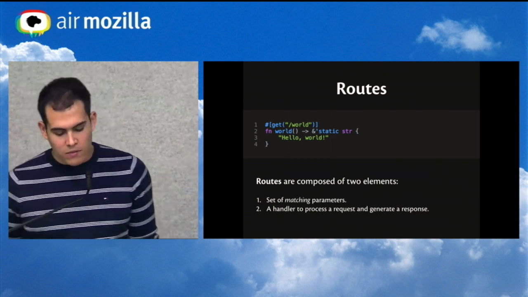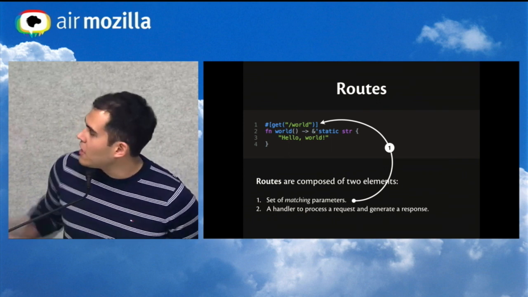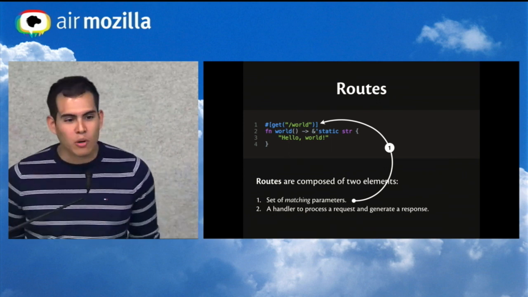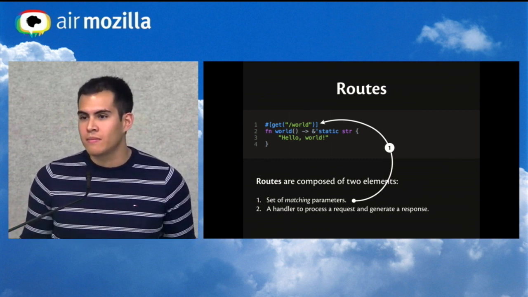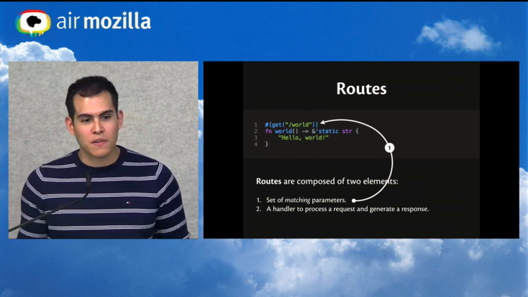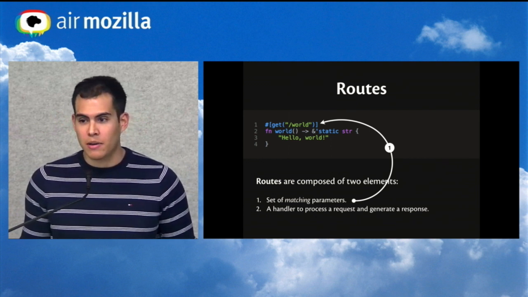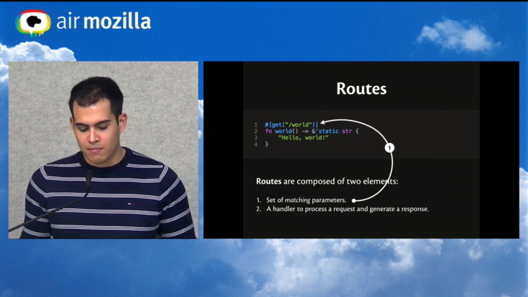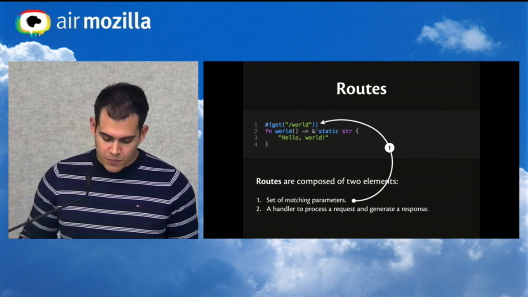So a route is composed of two things. One is the set of matching parameters, and that's this thing up here that says, okay, a request is coming in from the outside world. When should we run this function? What things have to be true about that request for this function to run? In this case, the request has to be a GET request, an HTTP GET request to the path /world. And if that's true, then Rocket will run your function.